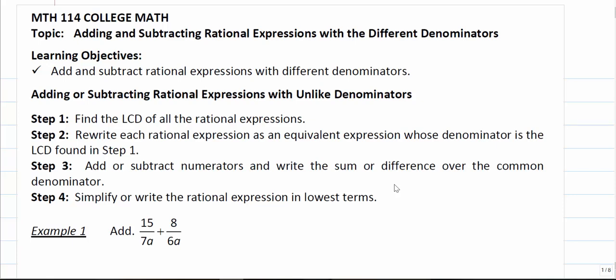Have you ever wondered, how do I add or subtract rational expressions with different denominators? I'm sure this is a question you've had often in your life, and I'm going to try my best to explain it in this video. The steps they give us aren't always the steps that I follow.